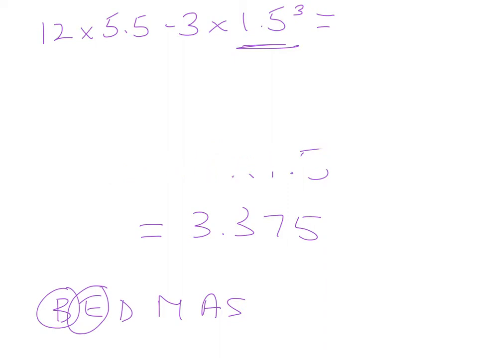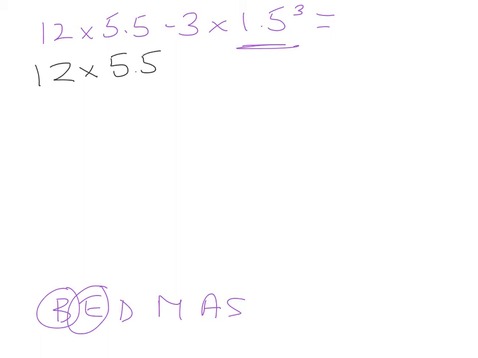So I'm going to just erase this here. So the next line, I write down everything the same, except I would insert that particular answer. I just figured that out, 1.5 times 1.5 times 1.5, and that would be 3.375. Okay? Again, equals. And then I would do the next line.